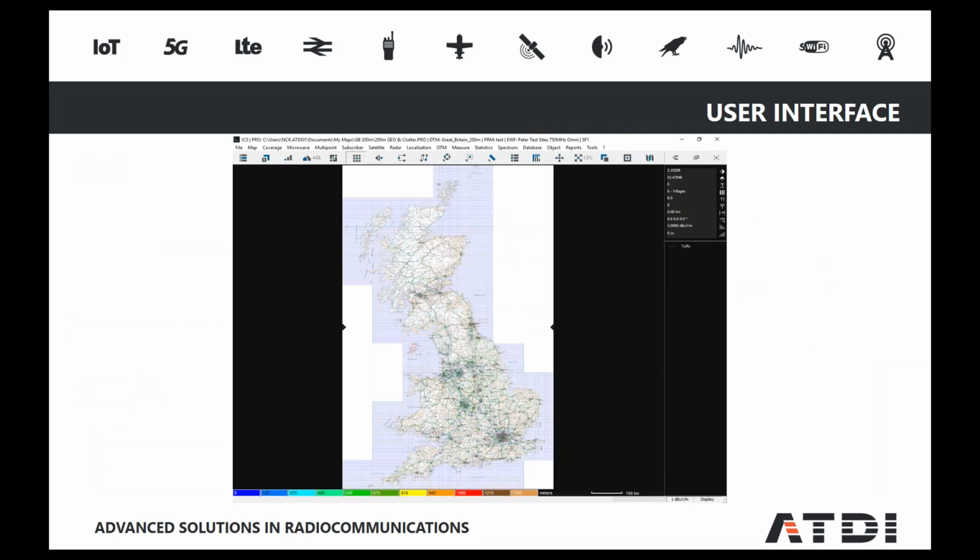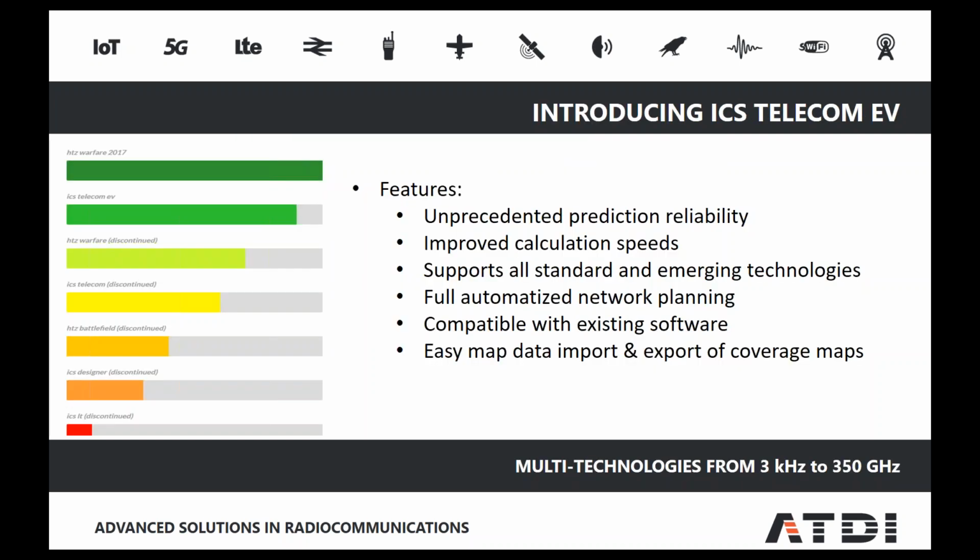So what are the options for end users? So if you're an existing ICS Telecom or ICS Designer user, you can migrate to the new software free of charge. These upgrades are available to everyone that has an existing maintenance contract. The migration process will be staggered over the next few weeks. Your account manager will receive the email outlining how to migrate and the process that's involved.